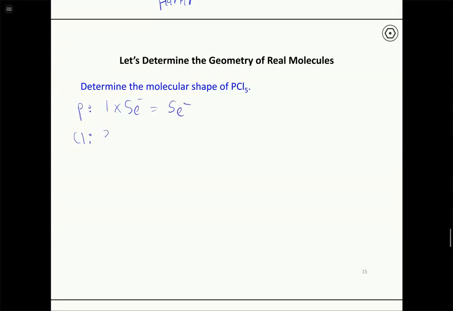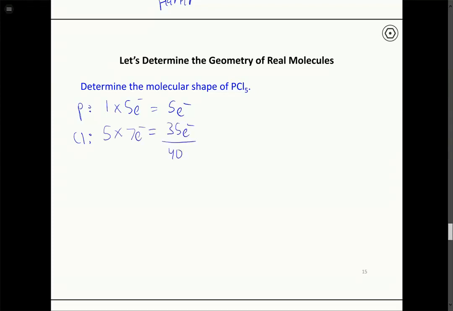Chlorine, we have 5 of them in this case. 5 chlorines, and each chlorine, as we saw before, is in group 7, so there's going to be 7 valence electrons from chlorine. This gives us another 35. So this one has 40 valence electrons, and so when we arrange things around the central atom, all 5 chlorines, we complete their octets first.